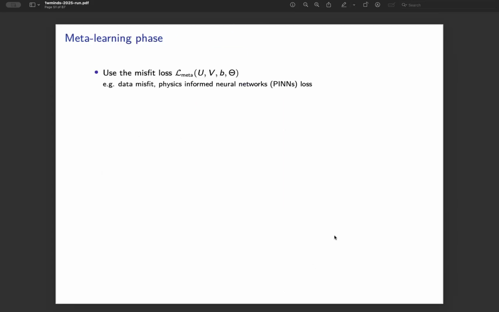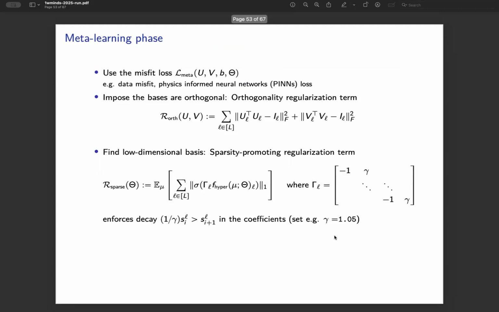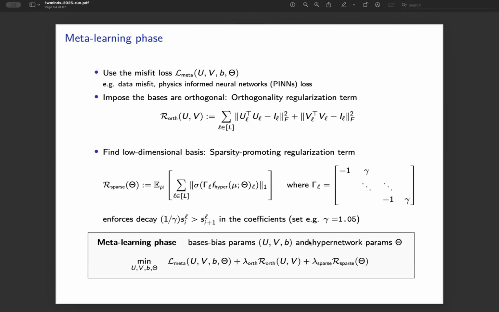So you construct a misfit, and since I'm running out of time, let me just mention that to promote the low rankness in each of the layers, we introduce not only this orthogonal regularization, which is a soft constraint forcing the basis parameters to be orthogonal, we also introduced some sparsity promoting regularization to enforce that the singular values are sparse as much as possible. The coefficient parameters, there's only a few that you really use. And then you construct this meta learning phase loss, which is a data misfit plus these regularization terms, the orthogonality enforced on the basis parameters, and the sparsity enforced on the coefficient parameters.